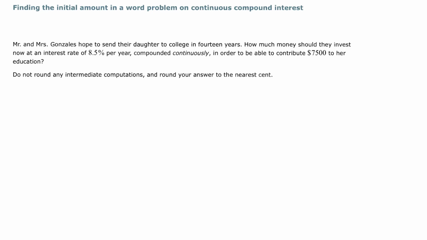Let's talk about saving money for college. Mr. and Mrs. Gonzalez hope to send their daughter to college in 14 years. How much money should they invest now at the interest rate of 8.5% per year, compounded continuously, in order to be able to contribute $7,500 to her education? Do not round any intermediate computations and round your answer to the nearest cent.